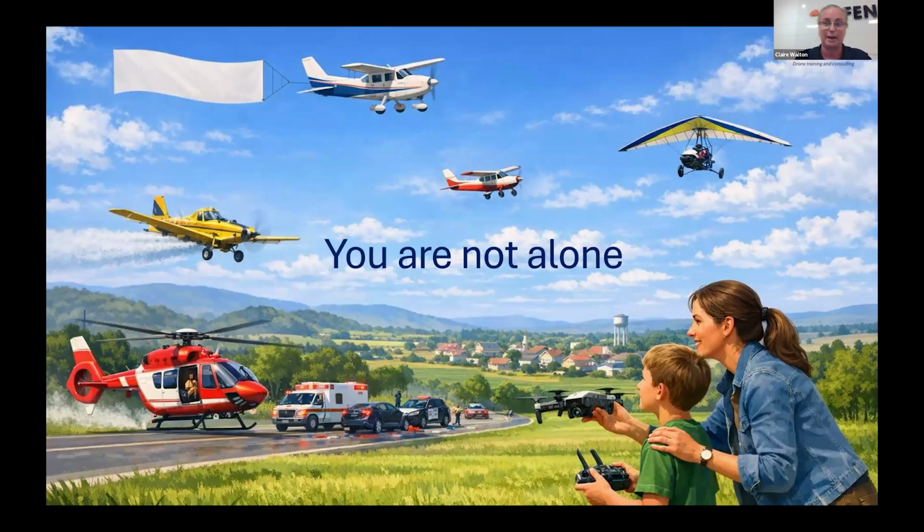Paragliding or gliding or parachutists. We don't have a parachutist in the picture, but that's also very low level. And also banner flying is in that area where a drone may be flying. So there is a lot of traffic, even though you can't necessarily see everyone else, they're all there.